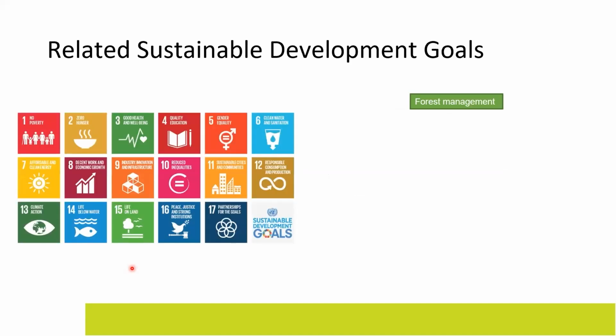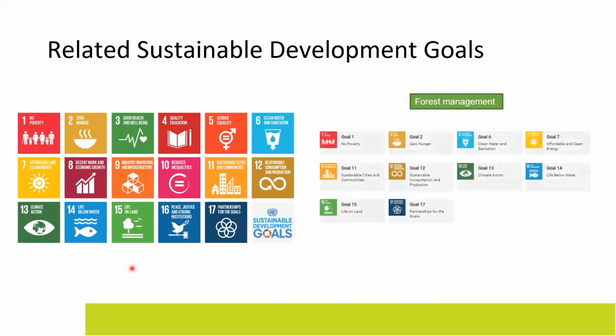And when we look at how forest management is related to different aspects of the SDGs, we have SDG 1 to 17. So we have SDG Goal 1, Goal 2, 6, 7, 11, 12, 13, 14, 15, and 17. So this provides you with an indicator that it's part of the major global action to help to mitigate climate change. This is giving you an overview that it's important we consider forest management in whatever sector we are into.